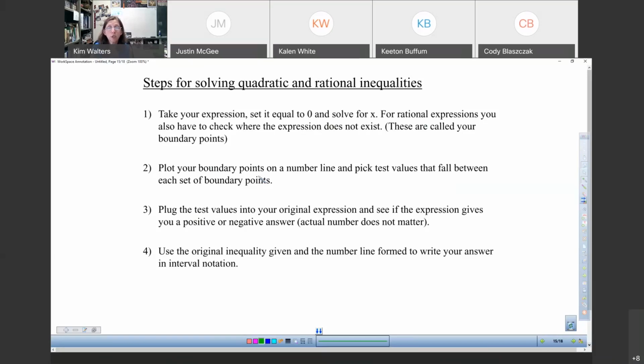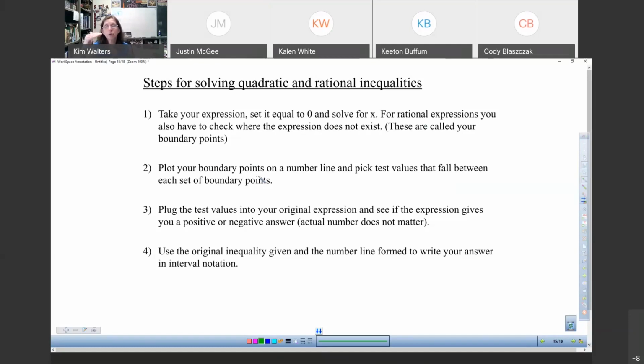Boundary points we're going to put on a number line, we're going to pick test values, we're going to test our test values to see whether or not we get a positive or negative. What do we want it to be? Well, that's going to depend upon the problem. And then we're going to write our final answer in interval notation, okay?